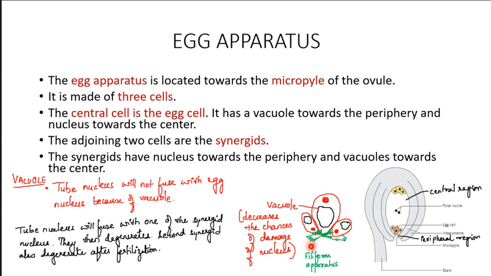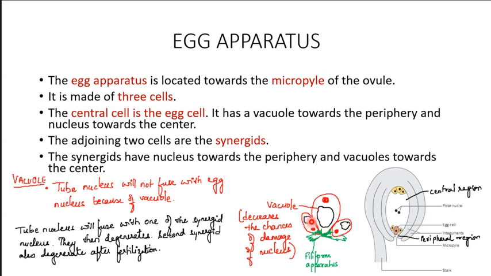So what will happen when the pollen tube comes and tries to fuse with the egg apparatus? There is a chance that the egg cell may be damaged. The nucleus may be damaged because they have to give pressure to enter this region. Because of that, nature has made the structure so that the vacuole is present first. So when the pollen tube gives pressure, the nucleus is not damaged. In the synergids, the nucleus is towards the periphery and the vacuole is towards the top.